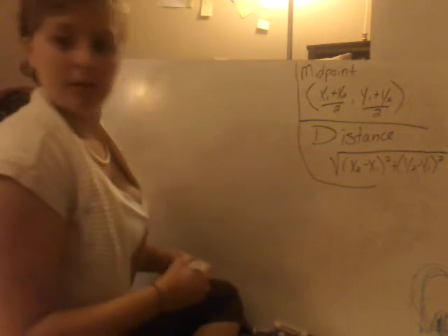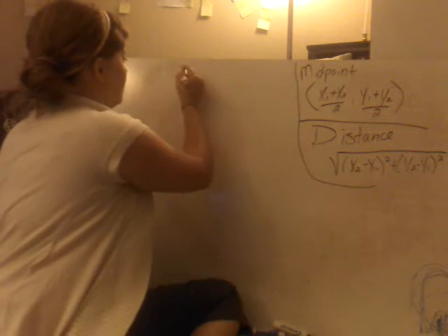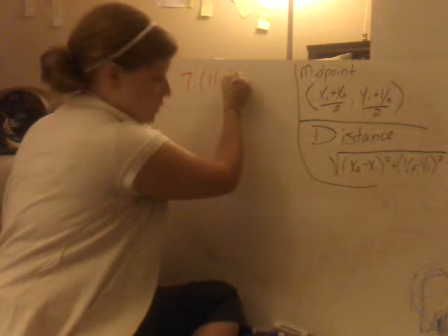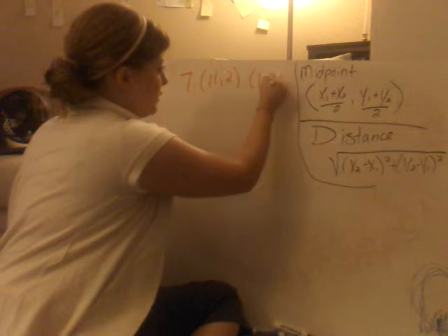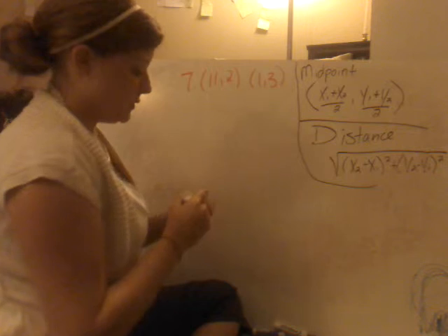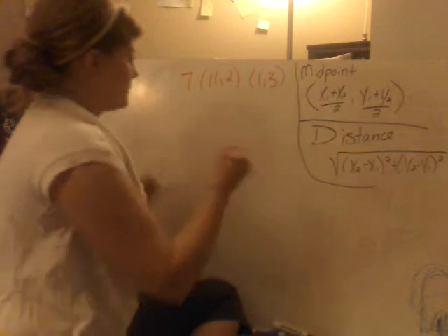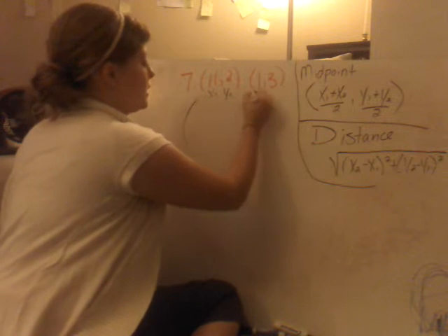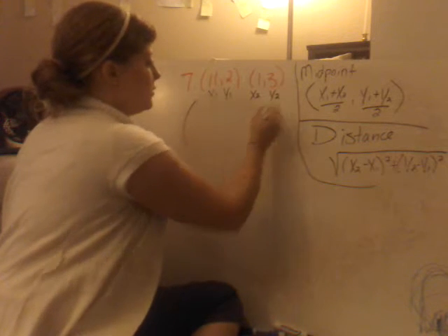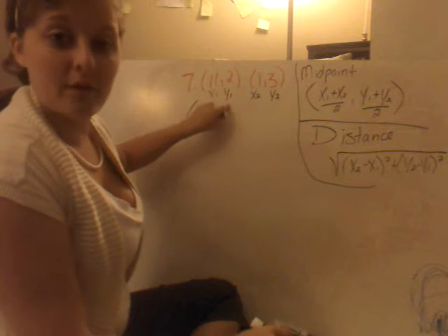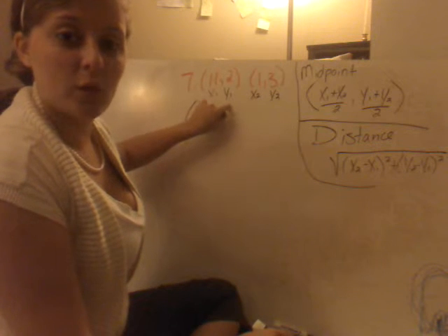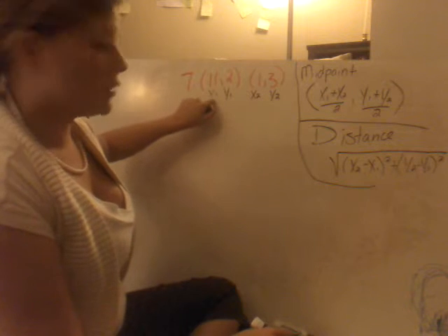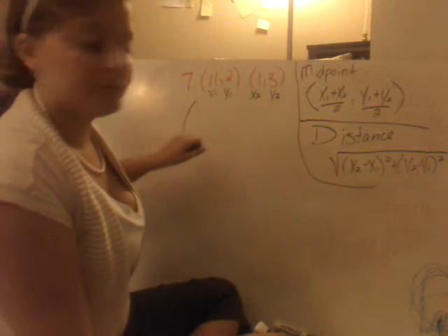Number 7 is going to be 11, 2, and 1, 3. I'm going to go into my midpoint formula. x1, y1, x2, y2. Remember, it goes xy every single time. Always x on the left, always y on the right. This is my first point right here, so I'm labeling this one x1, y1.